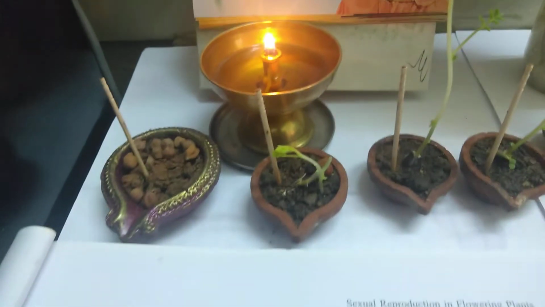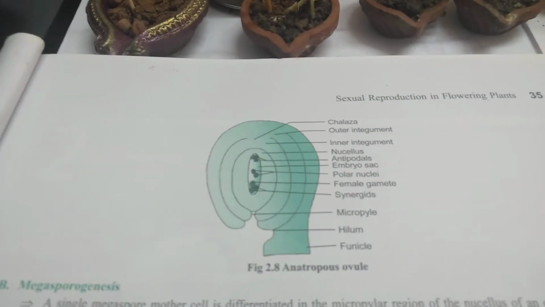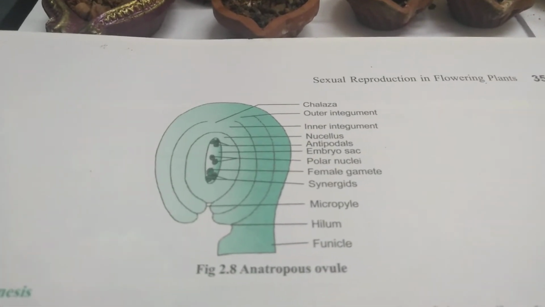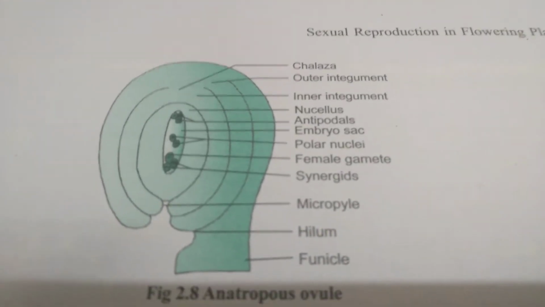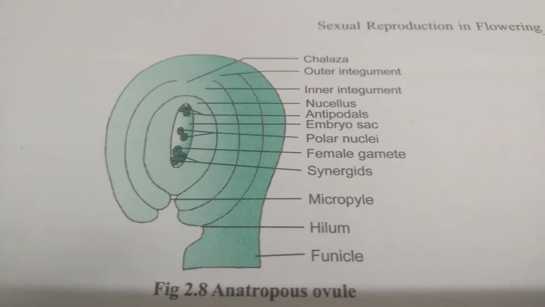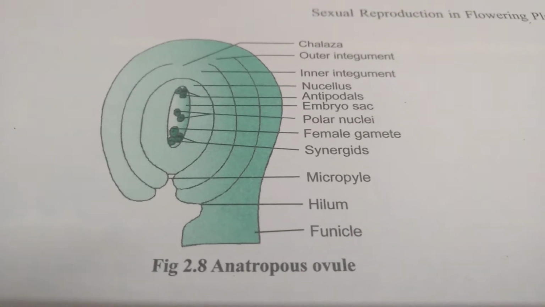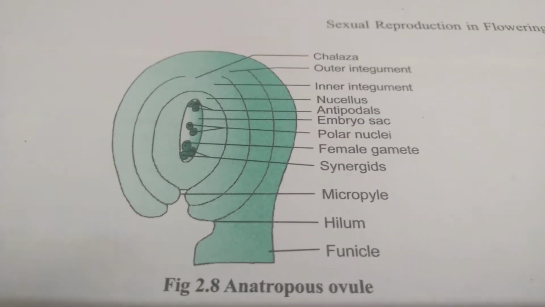In the last classes we have discussed how the seed is formed from a flower, the structure of the female reproductive organs, that is gynoecium, and the ovule we have studied. What are the different parts of the ovules and their functions. So ultimately the ovule will become the seed of the plant, and the ovary will become the fruit.